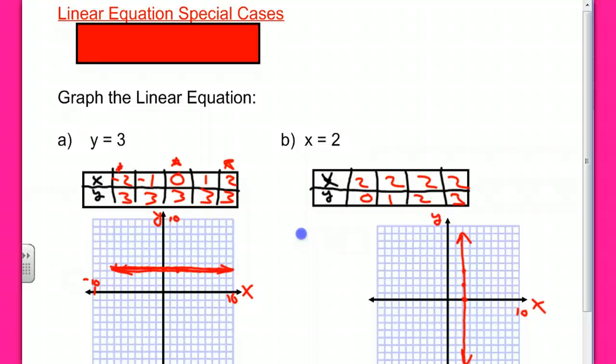x is 2, y is 0. x is 2, y is 1. x is 2, y is 2. What is this table showing us here? There's infinite solutions. Yeah, but it's not a what? Function. It's not a function. And yet, can we graph it? Look at that, we can graph it. We can graph something that's not a function. This is such a special case.